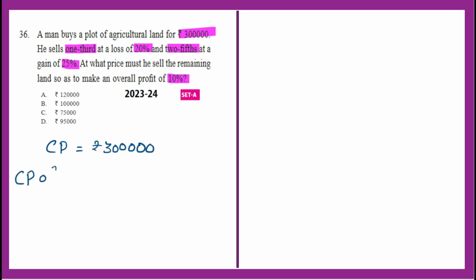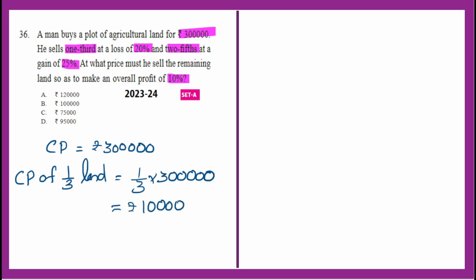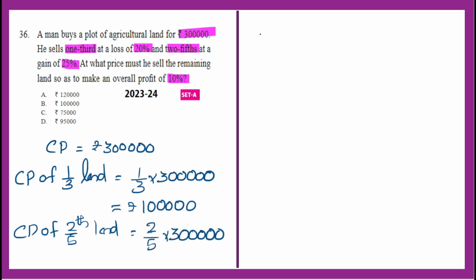Now cost price of 1/3 of land equals 1/3 times 3 lakh. That equals rupees 1 lakh. Now cost price of 2/5 of land equals 2/5 times 3 lakh. That equals 1,20,000.